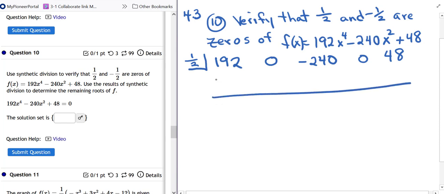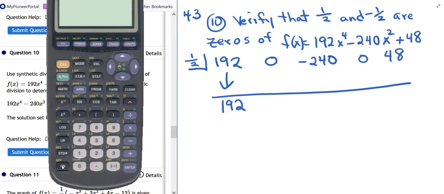Draw your line, and we're going to bring the first one down. All right, and so we're going to do 192 times 1/2. These are not bad with the 2 there. You can do it by hand, or we can do it on the calculator. So 192 times, you can put it in parentheses and do a fraction, or you could put in 0.5, gives us 96. That is going here. They combine, gives us 96.